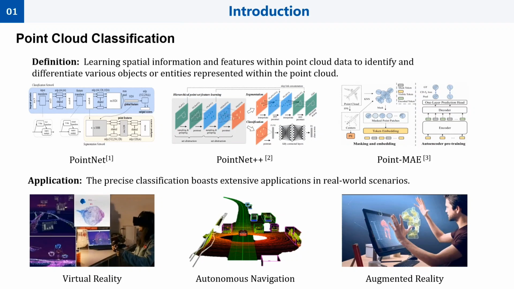Deep neural networks have made remarkable progress in this area in recent years, giving birth to classic architectures such as PointNet and PointNet++, as well as the advanced model Point-MAE based on the transformer architecture. The precise classification of point clouds has emerged as a pivotal and intricate research focus in the field of computer vision, boasting extensive applications in real-world scenarios such as virtual reality, augmented reality, and autonomous navigation.